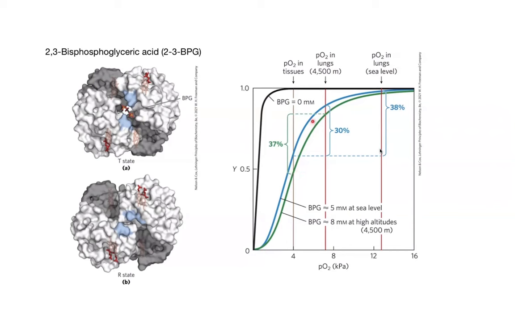And so overall, we end up with a change of about 37%, similarly to what we had at the lower BPG concentration at sea level. So bottom line, BPG is acting as this negative modulator of binding, and the BPG levels can be modulated. We can make more of it, we can make less of it in order to best suit our body's needs.